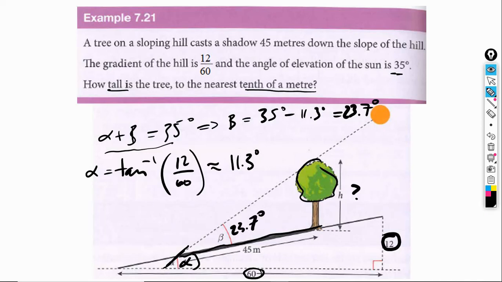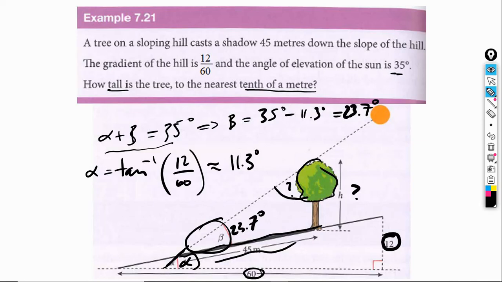Okay, so what information do we have? We have beta, we have this angle here, we have this side length here, we have this height. We need this angle here. And once we find this angle, we can apply the law of sines, because we would have two angles and their opposite sides.